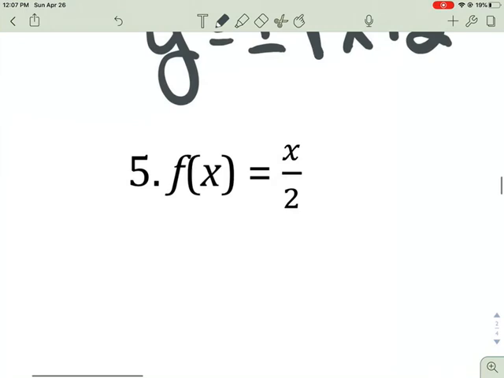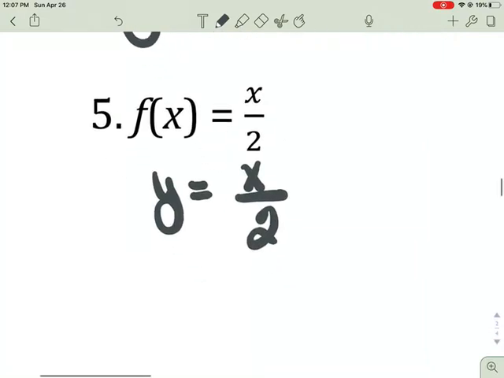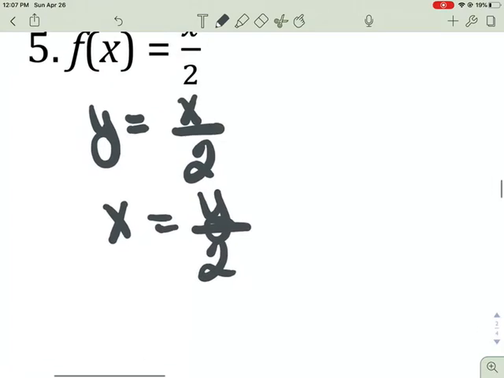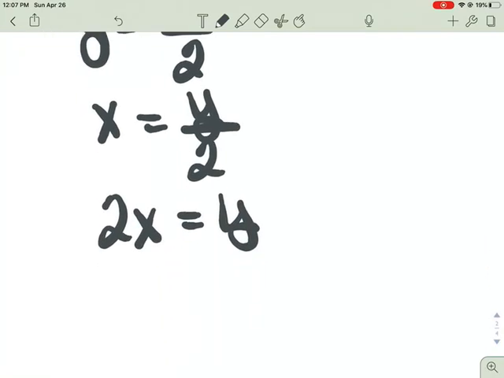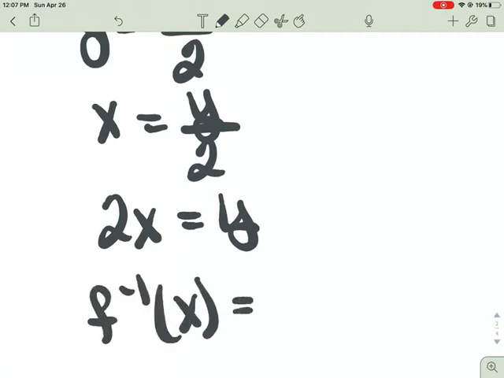Okay, let's try one more. Again, this looks like it's linear. x over 2, there's no squared or anything, so replace f of x with y. We're going to switch our letters. We're going to solve for y. I'm going to multiply both sides by 2. So y equals 2x is definitely linear, which means it is a function.